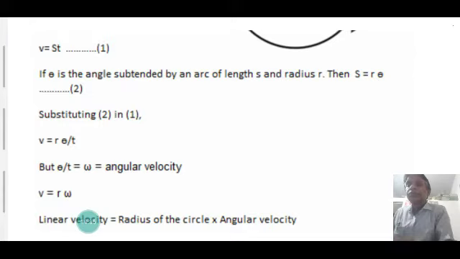Now look here. S is equal to R theta. If you put the value, v is equal to R theta by t. Now we know that theta by t is equal to the angular velocity. The rate of subtending angle at the center is known as angular velocity. So v is equal to r omega, where omega is the angular velocity. Linear velocity is equal to radius of the circle times angular velocity.